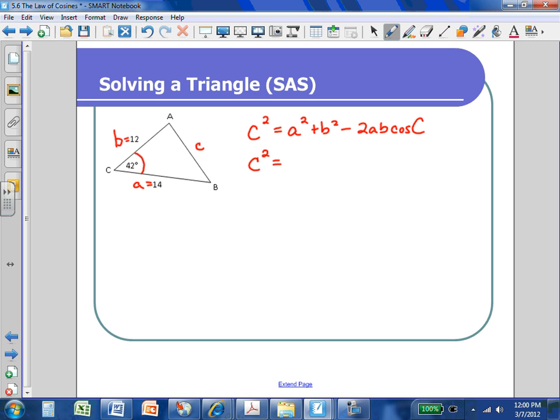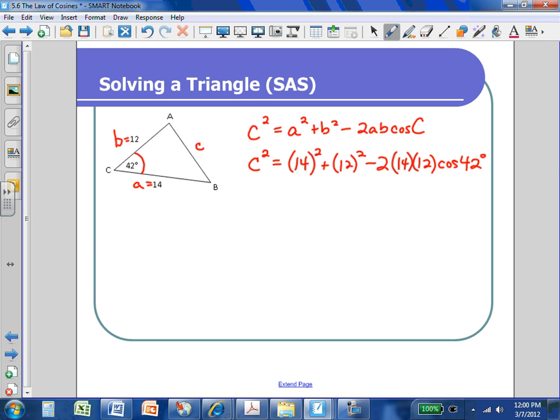A is 14, so you have 14 squared, plus B, which is 12 squared, minus 2 times both of the sides that I have, which is A and B, times the cosine of the angle that I have, which is opposite of the side I'm looking for. Angle C is 42 degrees.